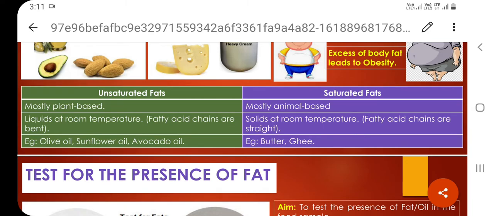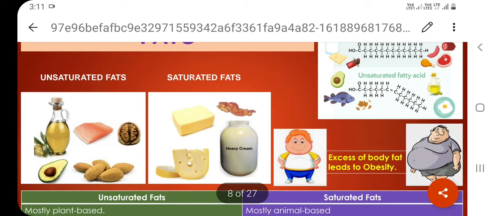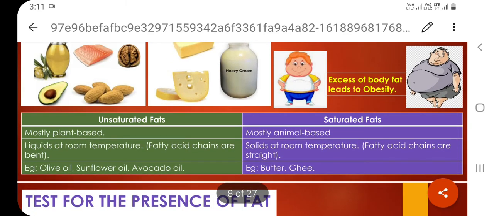Saturated fats are mostly animal based, solid at room temperature, and the fatty acid chains are straight. Examples: butter and ghee. If there is excess fat, we get fat in the body and stomach front, and we cannot see the lower part. This is because of how much fat you eat every day, chips, burgers and all. Your stomach grows up and up. It leads to obesity. Obesity also leads to diabetes and heart attacks, which are not good for your health.